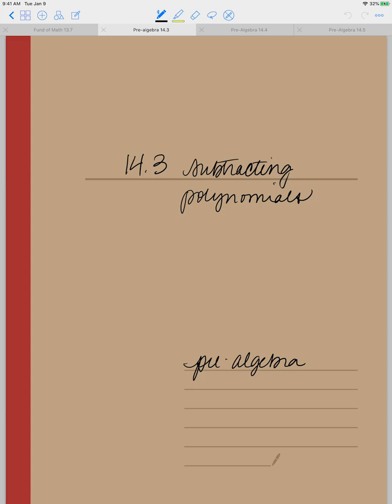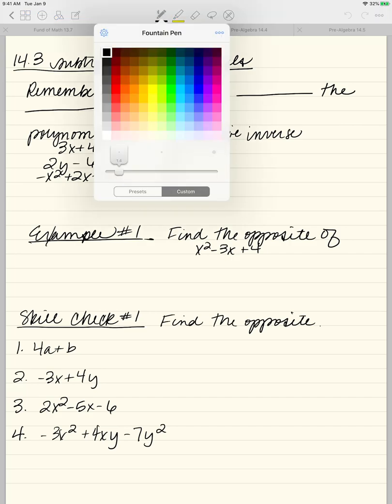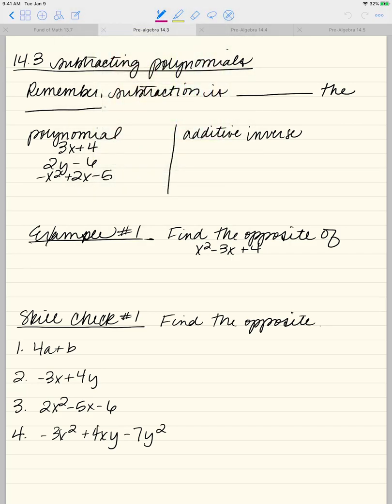All right, pre-algebra, continuing on with polynomials today, and we're going to be talking about subtracting polynomials. Yesterday we talked about adding, but what I want to remind you as we start this off is the definition for subtraction. Subtraction is adding the opposite.